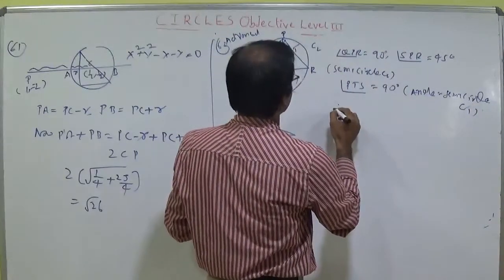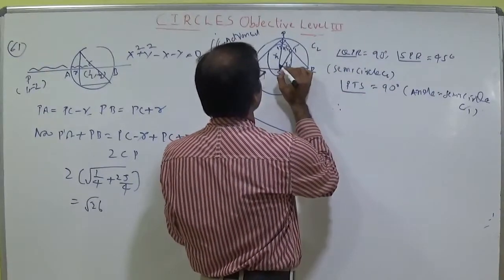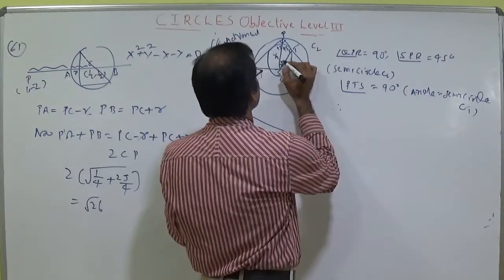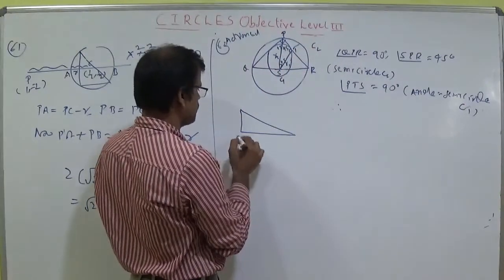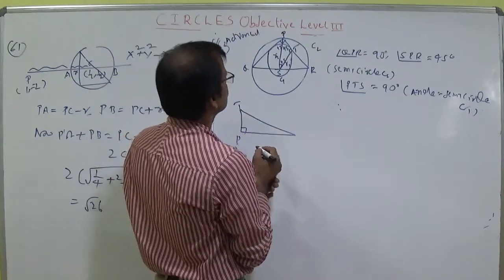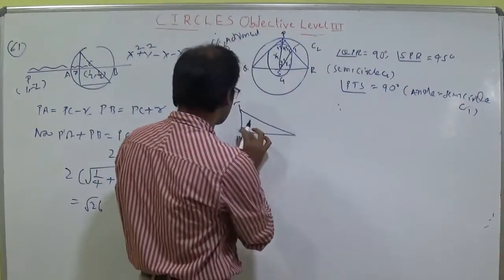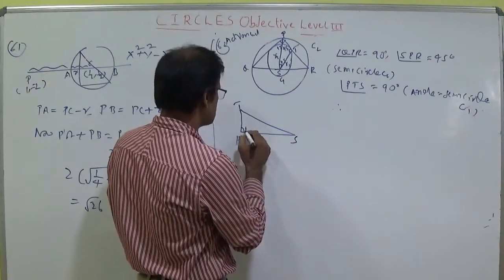Therefore, we put 45 here. This is also 45 because in a right angle triangle this is 90, this is 90, this is 45. Put here P, here this is T. So P, so not this one. P, it is 45. In S, PS, this is 45.